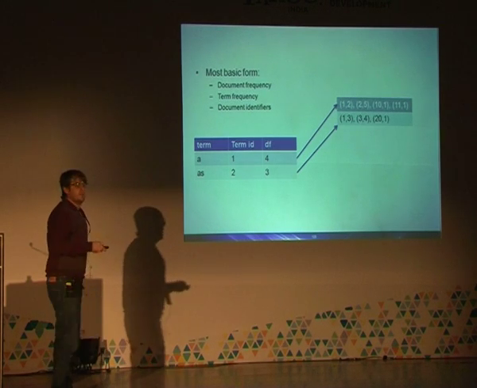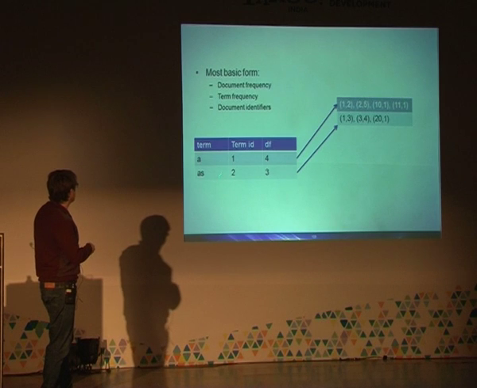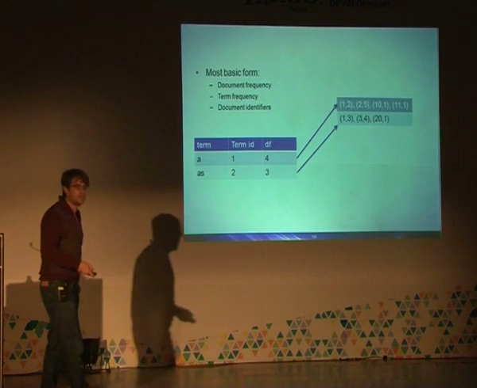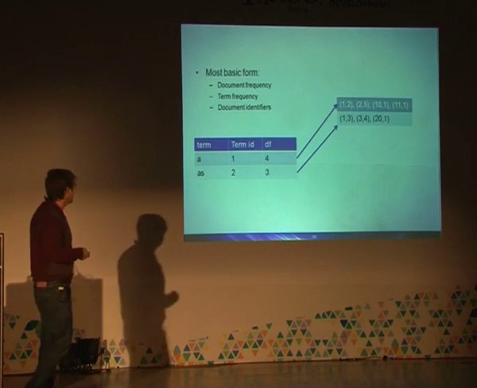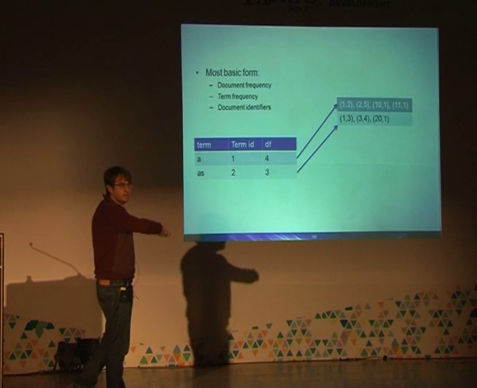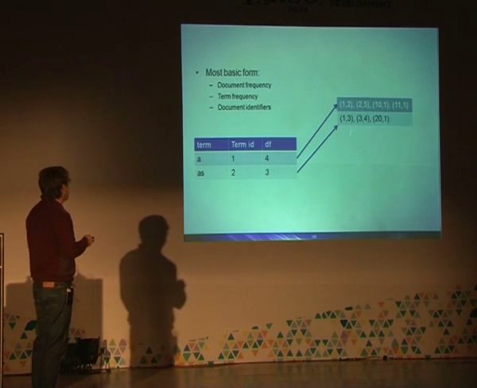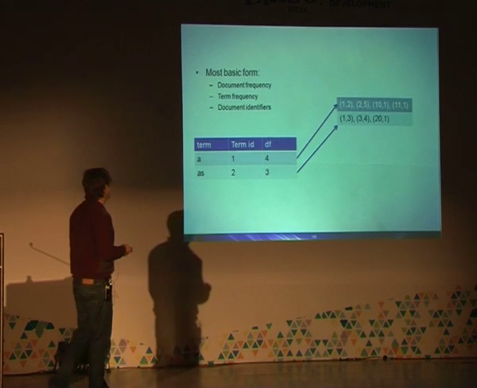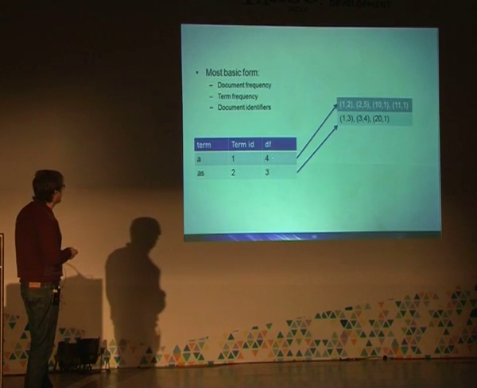Essentially, there's two big pieces. One is the dictionary, which actually keeps the actual string. That's also compressed because it has to be kept in main memory. And then you have the term ID, which is a number that you assign sequentially or whatever. And then the document frequency, which is the number of documents that contain this term. So for instance, for A, it's in 4 documents. This is in memory.